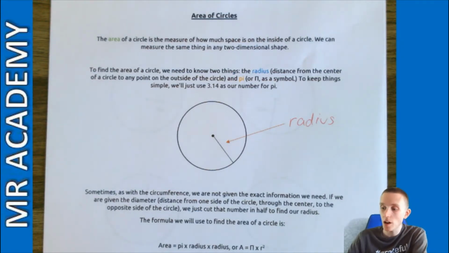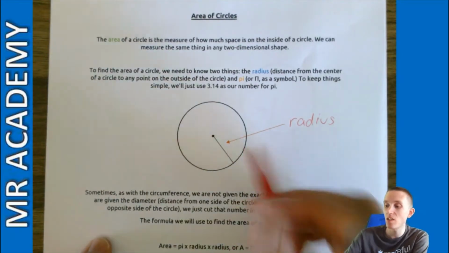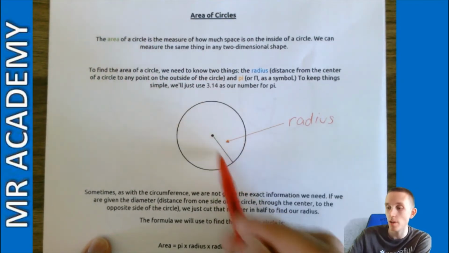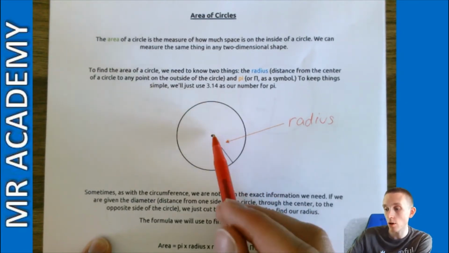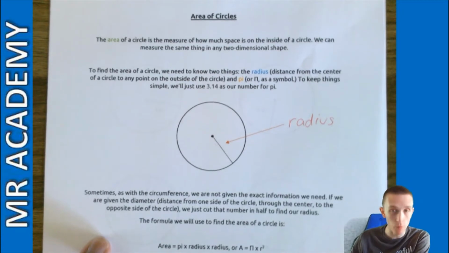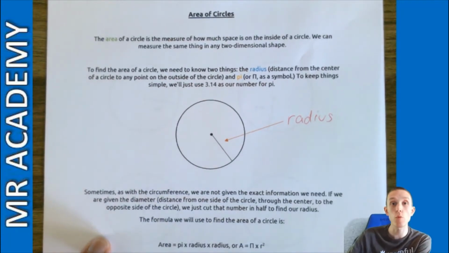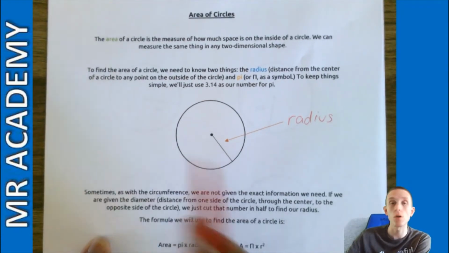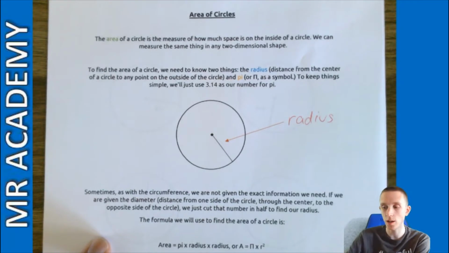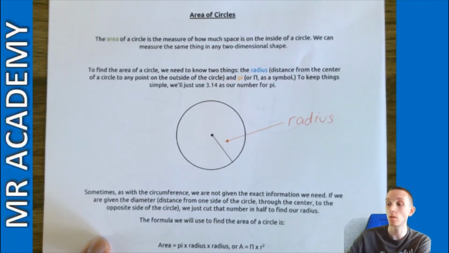So we talked about radius, just the distance from the center of a circle to any point on the outside. Could be from here out to here, could be from here out to here, could be from here out to here. There's an infinite number of points, infinite number of radii that you could draw in this circle. As long as you're going from dead center out to any other point on the outside of that circle, that is a radius.